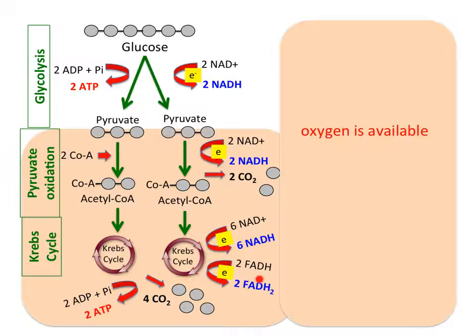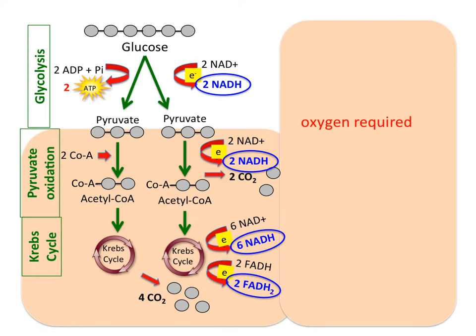And there is another electron carrier, this is FAD, which also takes a pair of electrons and becomes FADH2. This one FADH2 is produced for each Krebs cycle. Again, here are the totals for the entire glucose molecule. So like we said, this process requires oxygen.